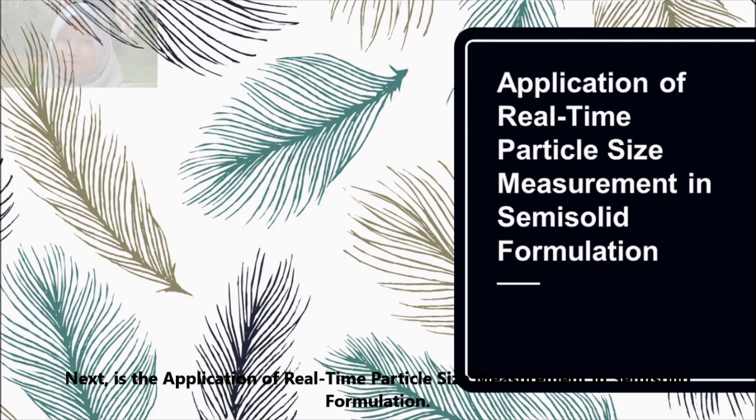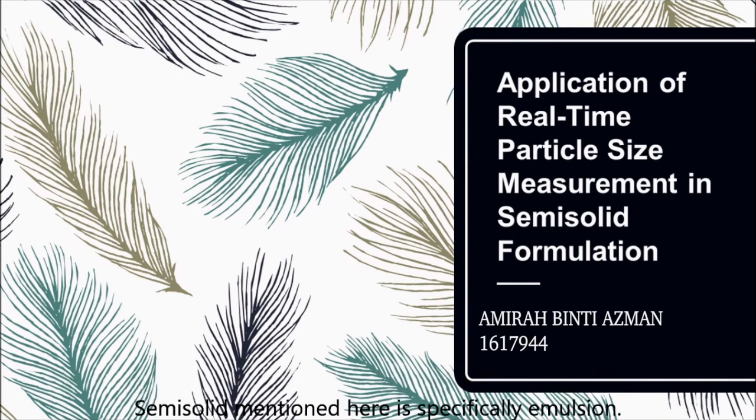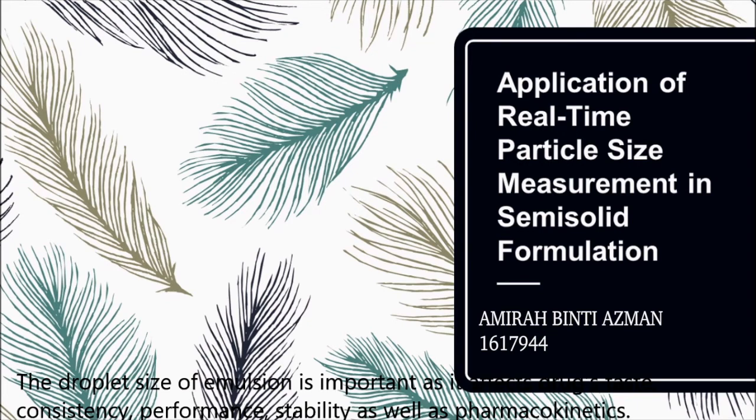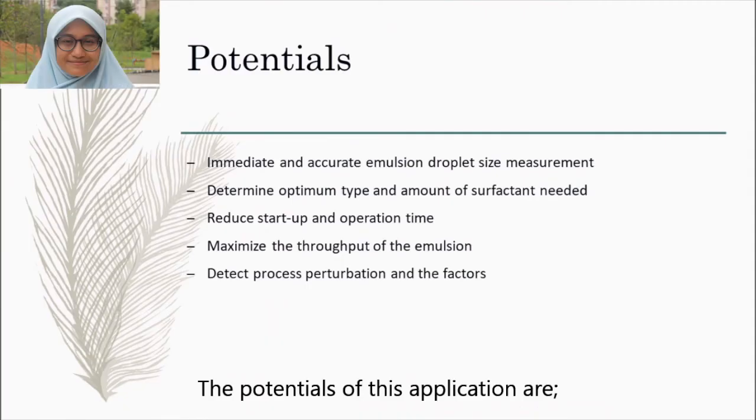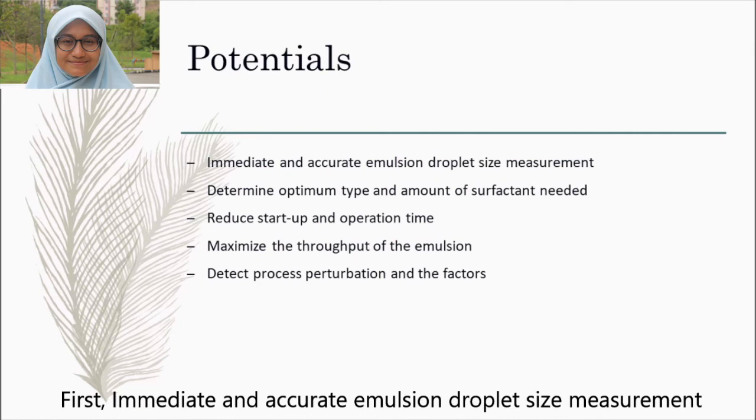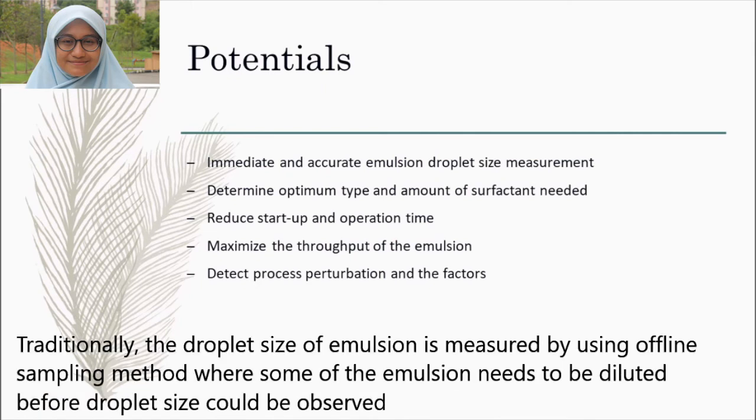Next is the application of real-time particle size measurement in semi-solid formulation. Semi-solid mentioned here is specifically emulsion. Emulsion is widely used in the pharmaceutical industry. The droplet size of an emulsion is important as it affects drug taste, consistency, performance, stability, as well as pharmacokinetics. Potentials of the application are: first, immediate and accurate emulsion droplet size measurement.